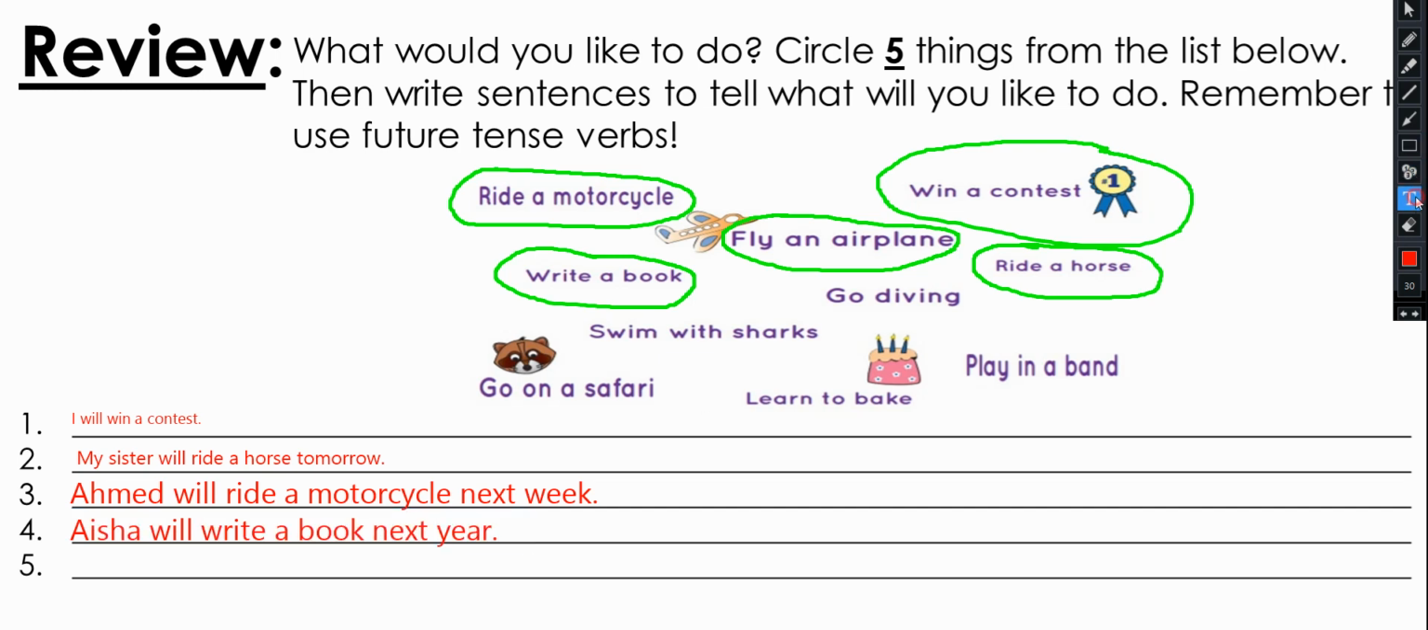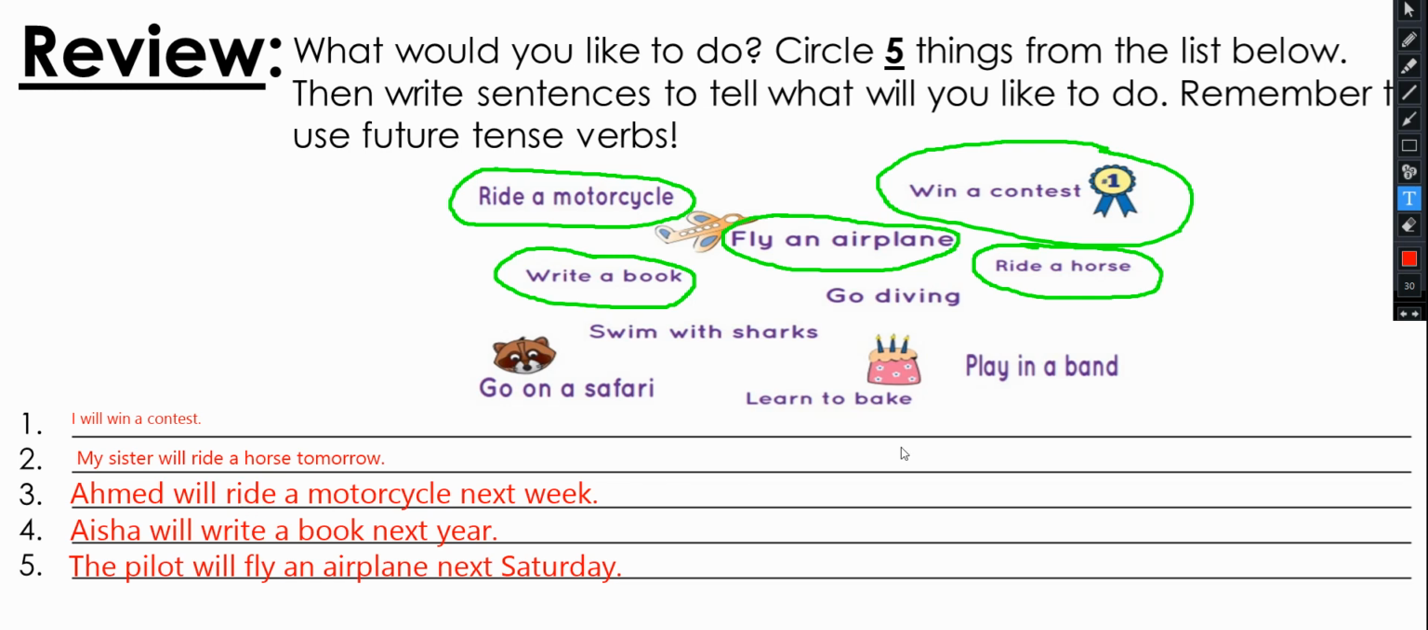And the last one, we have fly an airplane. Let's talk about the pilot will fly an airplane next Saturday. So what we need to keep in mind always is that we will add the word will before the action word, before the verb.